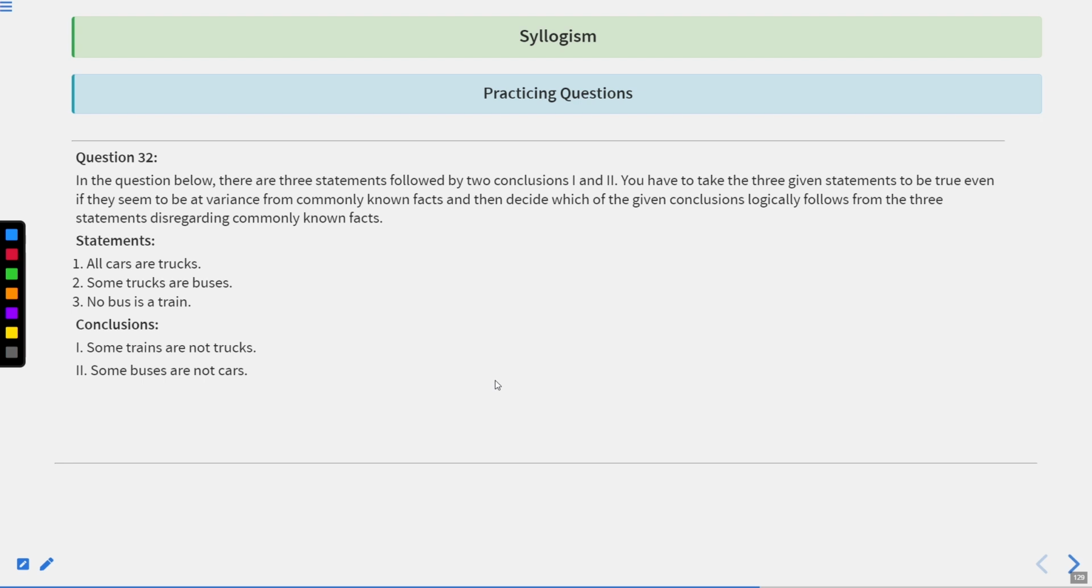The statements are as follows. Statement 1 says all cars are trucks. Statement 2 says some trucks are buses. Statement 3 says no bus is a train. Depending on these statements, you have to draw a Venn diagram representing cars, trucks, buses, and trains, and accordingly we will figure out whether the conclusion follows from the statements or not. Your 10 seconds starts now. Please draw the Venn diagram, and then we will discuss the things accordingly.